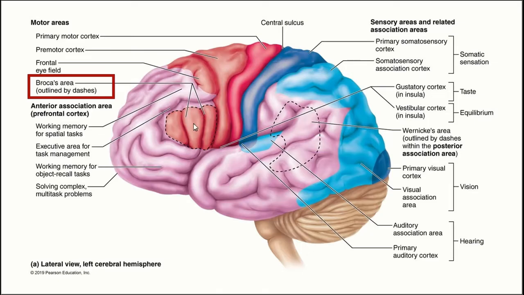Broca's area is typically only found on the left frontal lobe, so it's usually only found on one of the hemispheres of the brain. Typically, it's on the left side, but occasionally, very rarely, it is found on the right frontal lobe of some individuals.